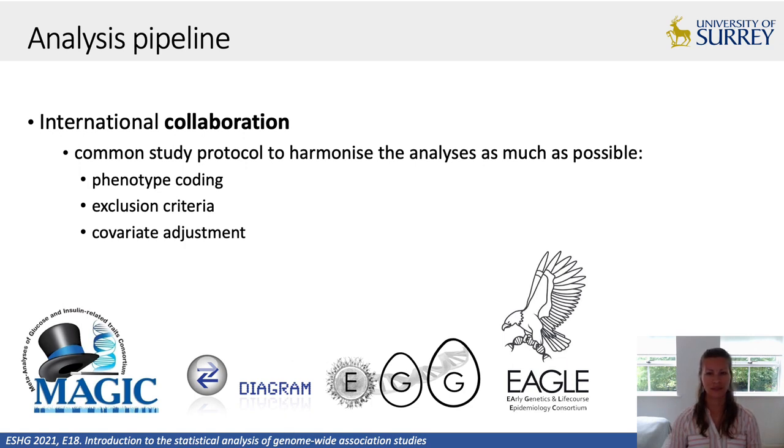Genome-wide association studies are usually done in collaboration and often internationally. And this is to increase the sample size and the power for the study. And before the analysis, a common study protocol is agreed between the participants to harmonize the analysis as much as possible to avoid bias. And this harmonization usually covers phenotype coding, any exclusion criteria, and any covariate adjustments.